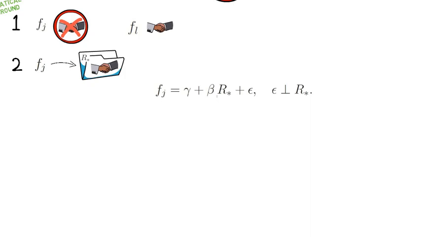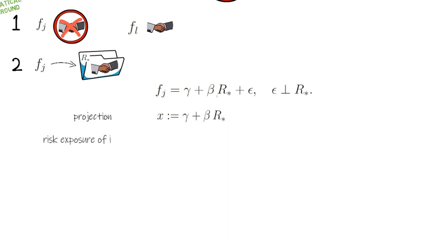Now let's define the projection of Fj on R star as X. So X is nothing else than gamma plus beta R star. And keep in mind, the gamma and beta are determined by the regression from the previous equation. Now, in other words, X is the return on a tradable portfolio that best mimics the non-tradable risk factor Fj.